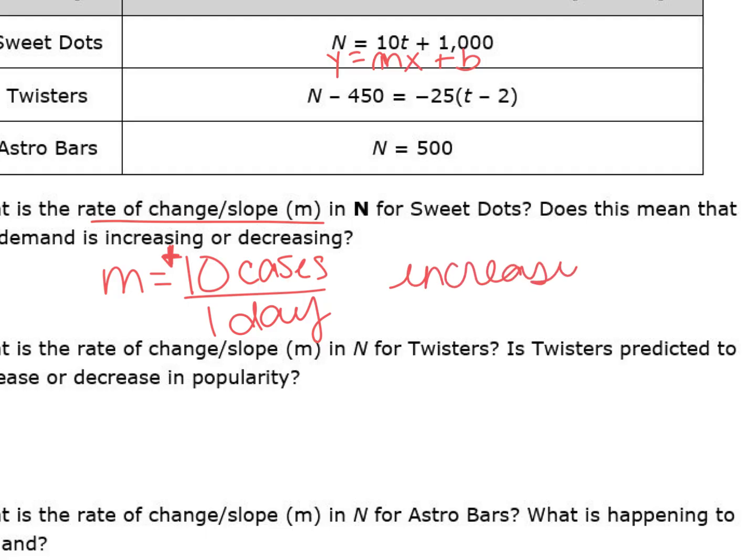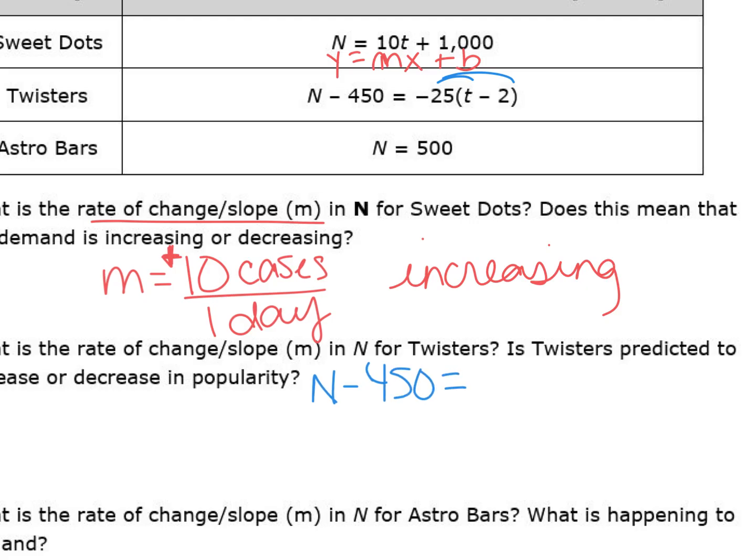It is increasing. If it's a positive, it's going to go up. They want more cases sent out every day. Is Twisters in y equals mx plus b form so we can find the slope? No. What are we going to need to do on Twisters? Yeah, we're going to distribute like we did a minute ago. So n minus 450. What do we get when we distribute?